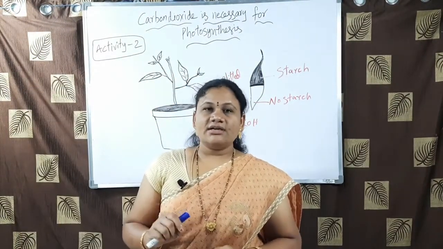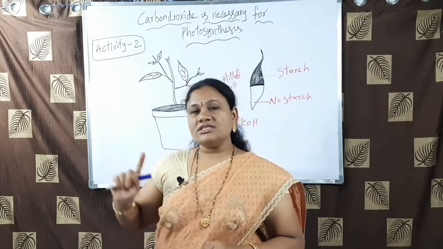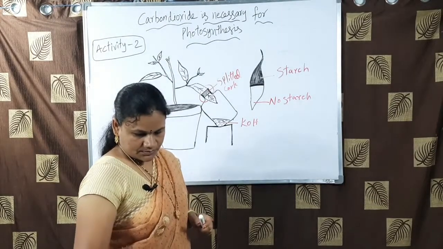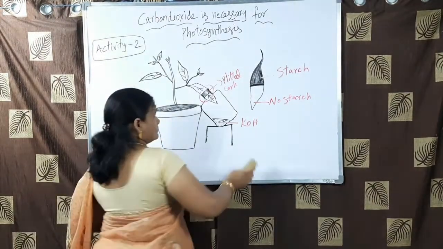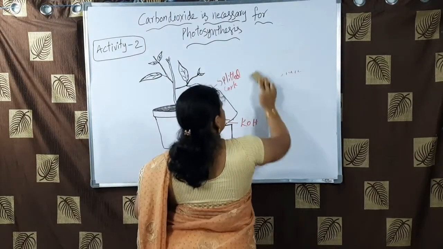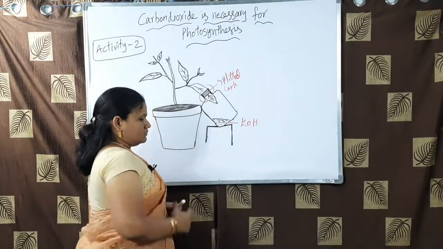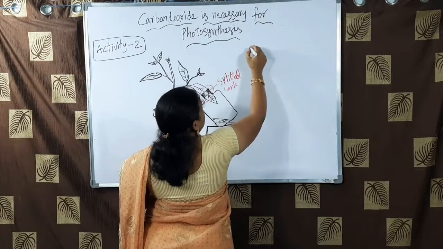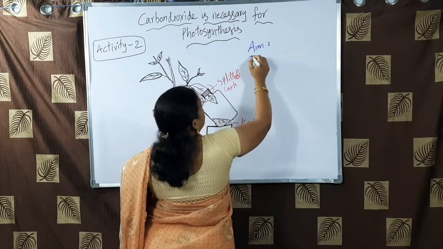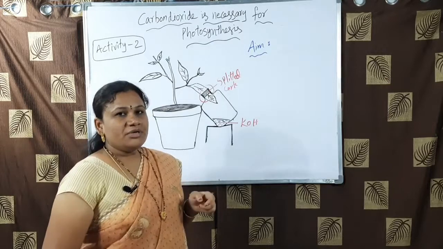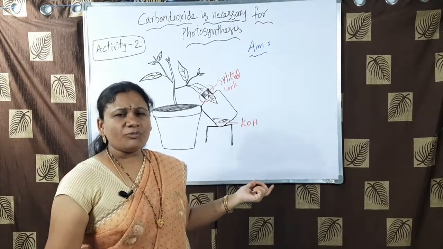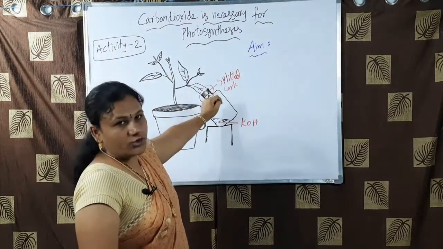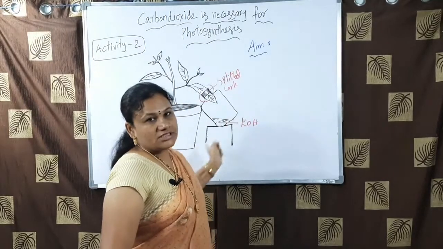Dear children, here I want to explain how to present these kinds of answers in your examination. Let us see that. Aim. Aim means why we are conducting this activity, for what purpose. That means to prove that carbon dioxide is necessary for photosynthesis. That will be the aim of this activity.